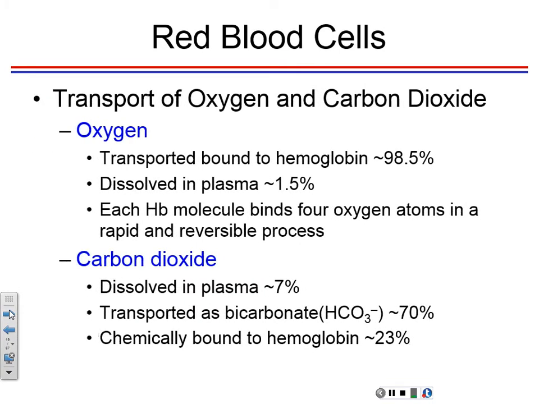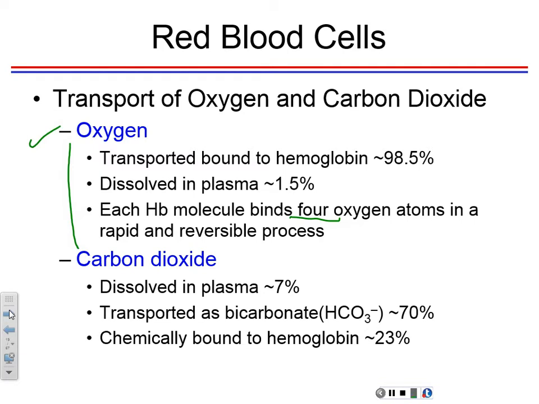So, transport of oxygen and carbon dioxide. Oxygen is transported in these 3 ways. Most of it, of course, is bound to hemoglobin, about 98% of it, which is almost all of it, and a bit is dissolved in plasma. Again, we can add this in the question. Each hemoglobin molecule also binds to 4 oxygen, right? So oxygen is pretty much either dissolved or bound to hemoglobin. Even after hemoglobin gives up oxygen, deoxyhemoglobin still has a bunch of oxygen still attached to it. It doesn't completely give it up.